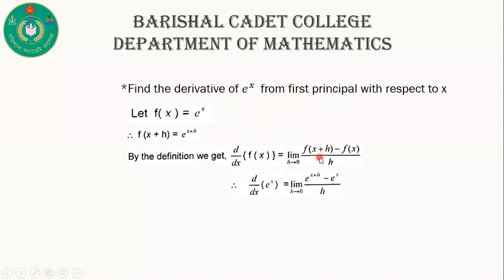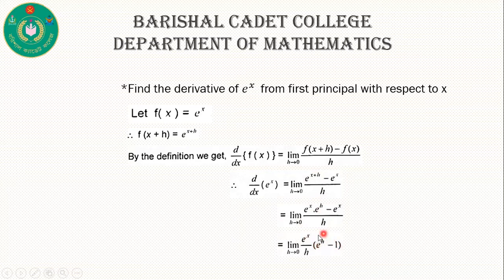Now putting the value of f of x plus h and f of x here, we can write limit h tends to 0. F of x plus h means e to the power x plus h, and f of x means e to the power x. Now from exponential and logarithm, you know e to the power x plus h is equal to e to the power x dot e to the power h. So we can write e to the power x dot e to the power h minus e to the power x. Now e to the power x common, then we can write e to the power h minus 1.